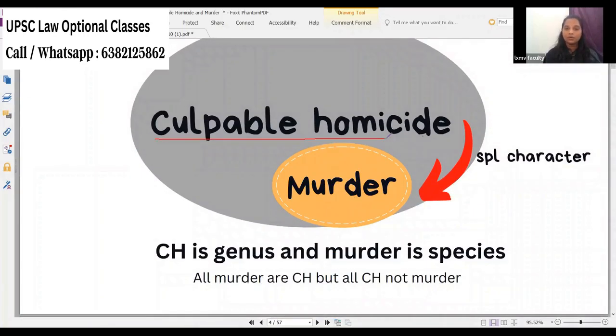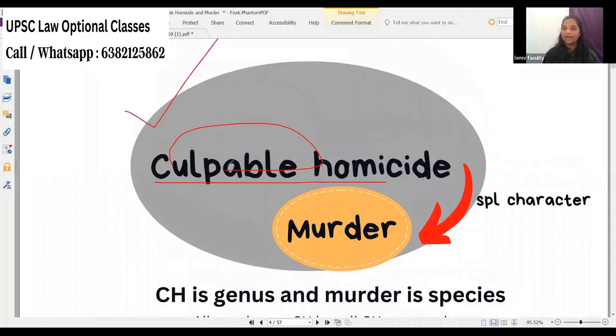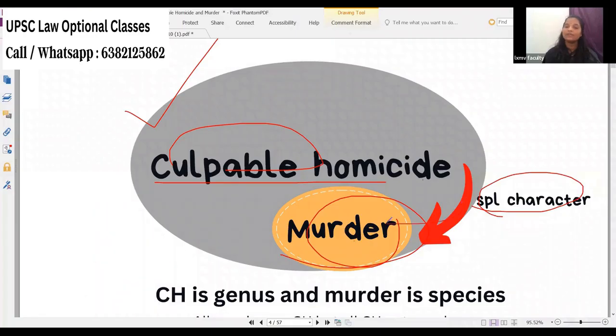See, culpable homicide is like a huge family and it is like a genus. And murder is a small thing inside this huge family. Say, for example, I am living in Chennai. The people of Chennai are like culpable homicide and my family is like murder. So culpable homicide is a bigger arena. If the culpable homicide satisfies certain special characteristics, then only it will become murder. That's why we say culpable homicide is a genus and murder is a species. That is one important statement.